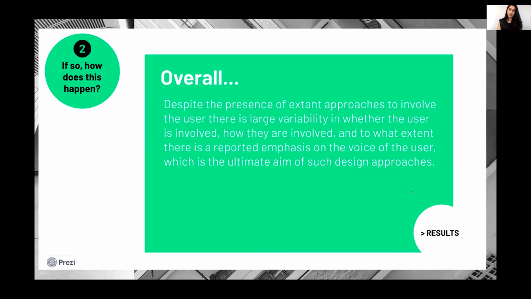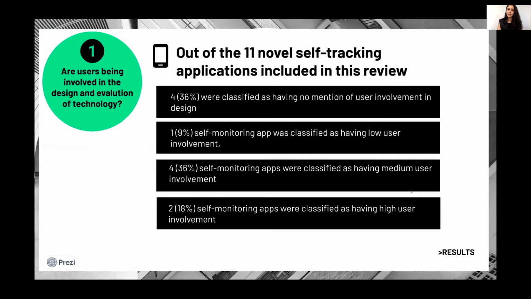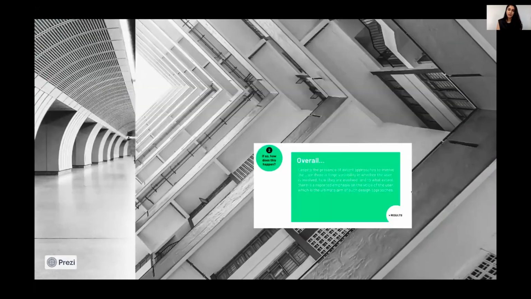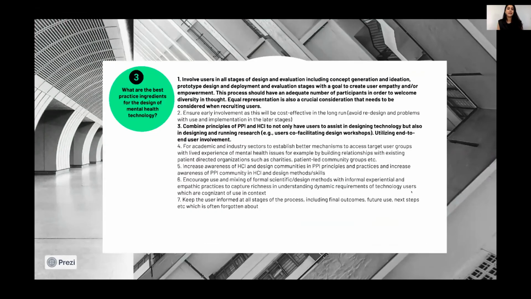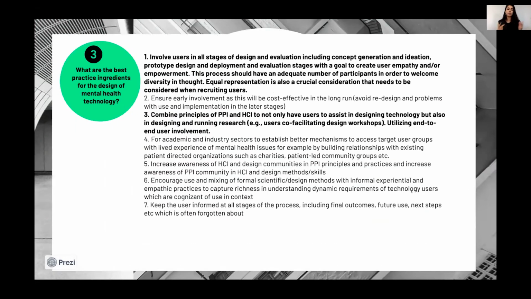So high user involvement here was classified as some mention around the empowerment of the users. And we only found that 2 novel self-tracking applications made some mention of this. So yeah, we can see here it's super variable. So of course, there's no time like the present to put forward some better practice ingredients. I've put all 7 onto the slide, just FYI, but I know it's a lot of text, so I want to focus particularly on the 2 that are in bold.